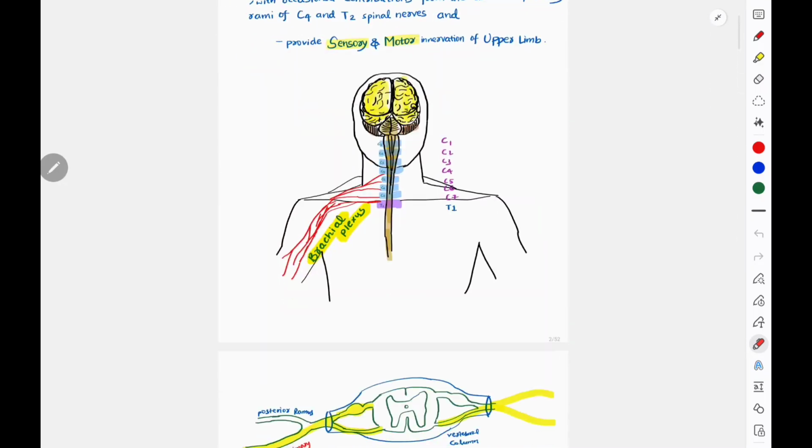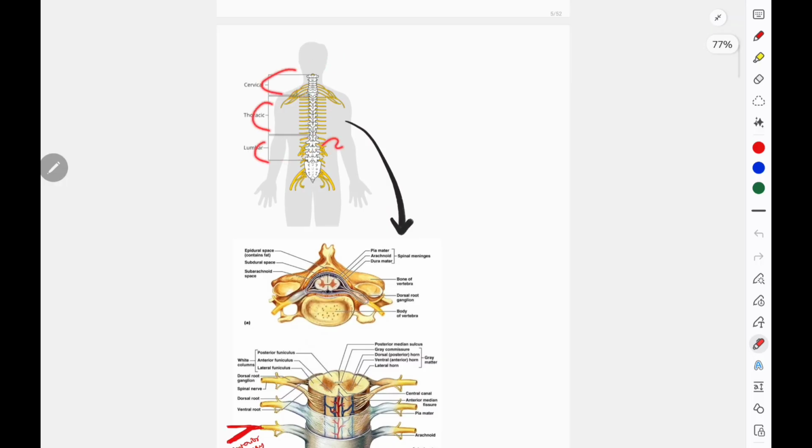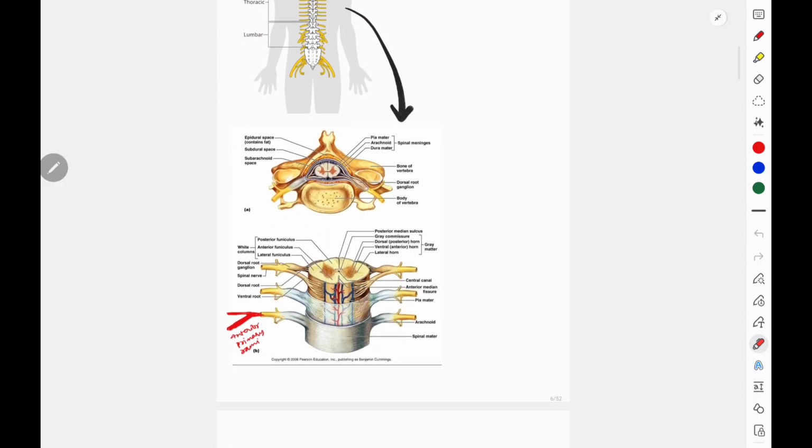See the cervical, thoracic, lumbar, the arising spinal nerves. This is the vertebra. This is the spinal cord. The spinal cord goes through the vertebra. They have spinal rootlets, and they come out from this. They come out as posterior ramus and anterior ramus. This is what forms the brachial plexus. The anterior rami from C4, C5, C6, C7, C8, T1, T2 form the brachial plexus.